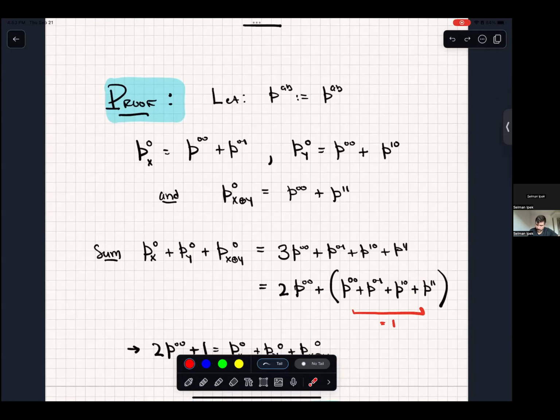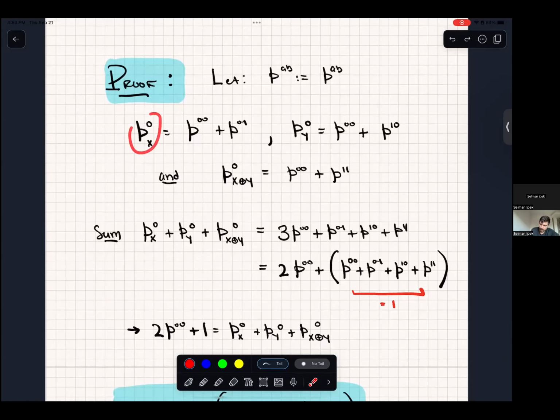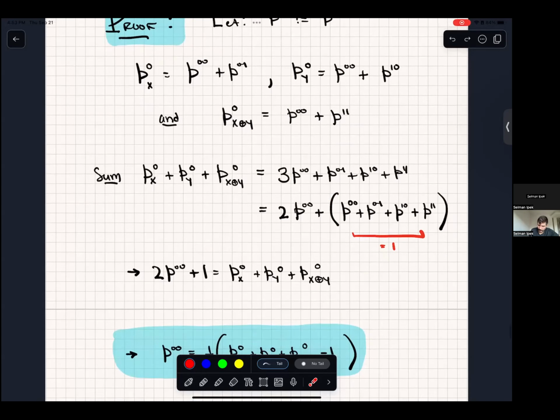So let's just try this. What if I sum these three numbers together? What do I get? For each one, I have p00 appearing once. So I get three copies of p00 and then the remaining ones. I split off one copy of these so that I have the numbers that are inside this bracket and then two p00s left over. But of course, because of normalization, this all equals 1. So rearranging, I have 2p00 plus 1 equals this side over here. Rearranging, I have this formula.